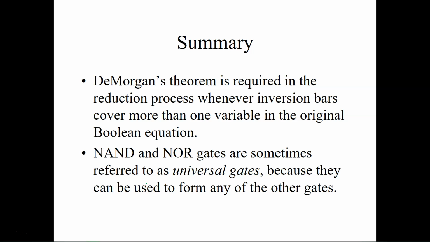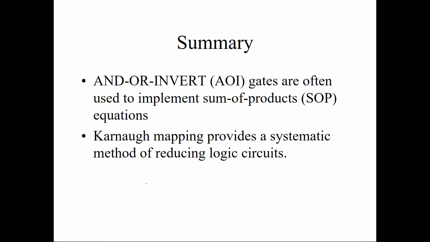De Morgan's theorem is required in the reduction process if we are using inversion. NAND and NOR gates are sometimes referred to as universal gates because they can be used to form any of the other gates. Again, that only works if you're using strictly NAND or strictly NOR. So we also have different equations that can be done with these. You have AND-OR-invert gates used to implement sums of products equations. And then you have mapping that provides a systematic method of reducing logic circuits.